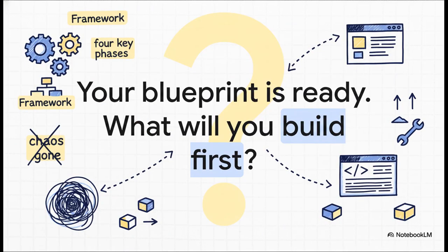So, there you have it. You've got the framework now. You understand the four key phases, you know the tools to manage them. The chaos is gone. It's been replaced by clarity. So the only question left, and it's the most exciting one of all, is your blueprint is ready. What are you going to build first?